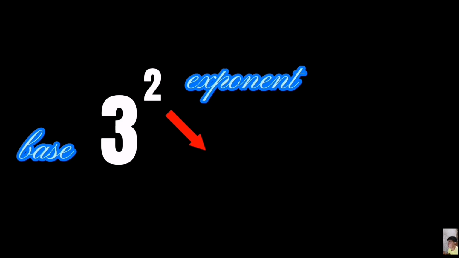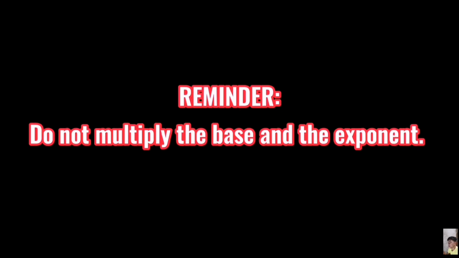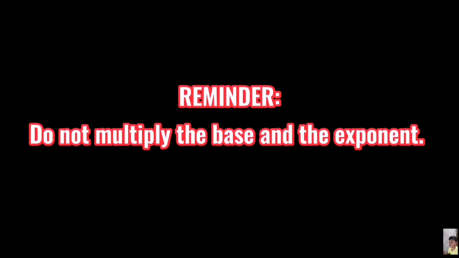Thus, 3 raised to 2 means 3 times 3 and not 3 times 2. Moreover, the answer here is 9 and not 6. Now why am I telling you this? Because very often I encounter students who would mistakenly multiply the base and the exponent and therefore arrive at the wrong answer. Now before we proceed with the lesson proper, let us first answer a few examples involving base and exponent.